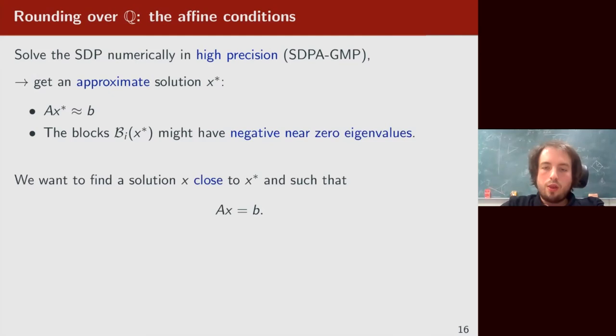And the goal, the philosophy is that you want to round your solution. So you want something such that the linear constraints will be satisfied, and you want the matrices to be positive semidefinite. So you don't want any negative eigenvalues.